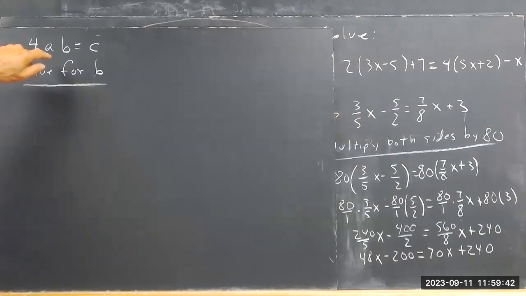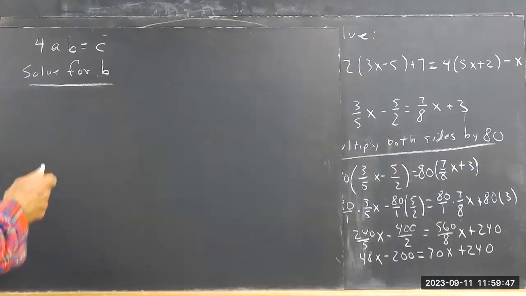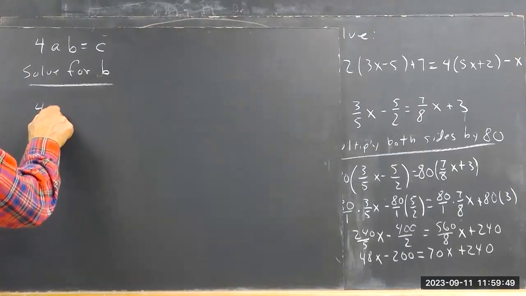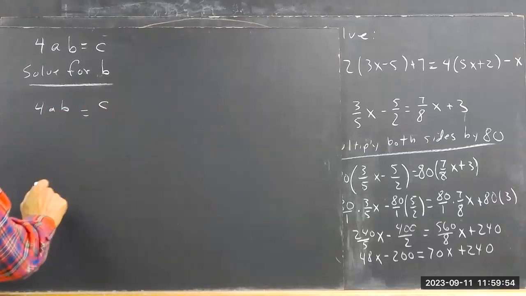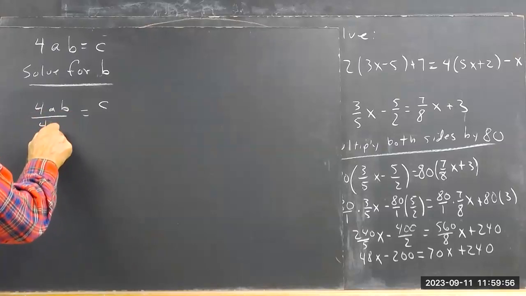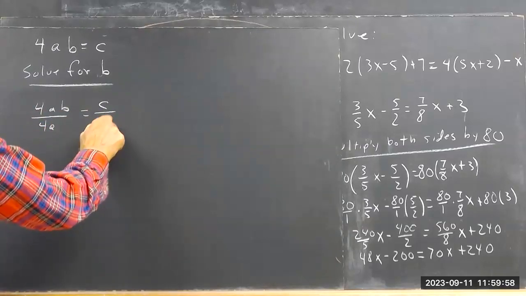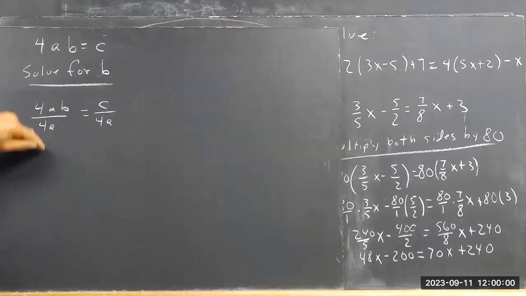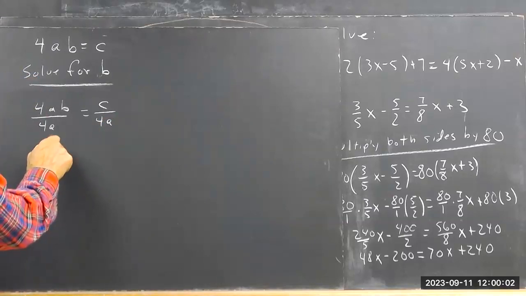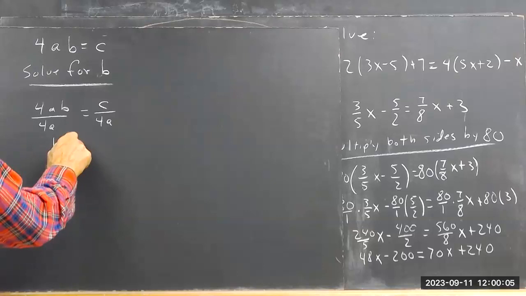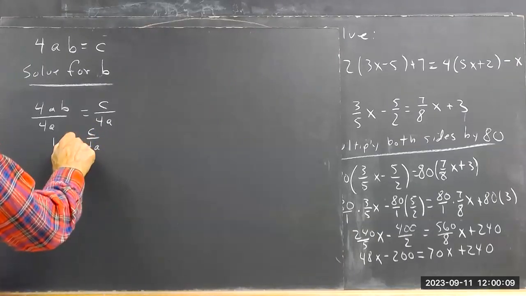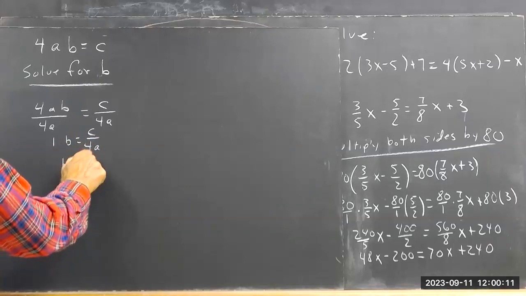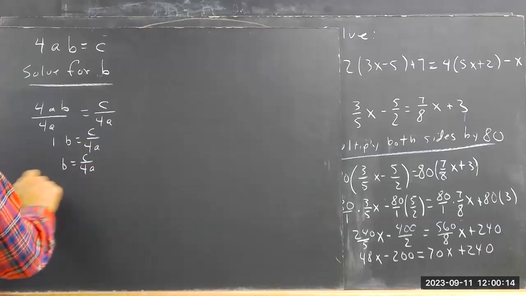Okay, we got the equation 4ab equals c. We want to solve it for b. So we have 4ab equals c. If we divide both sides by 4a, then 4a divided by 4a gives us 1. So this gives us 1b equals c over 4a, or just b equals c over 4a.